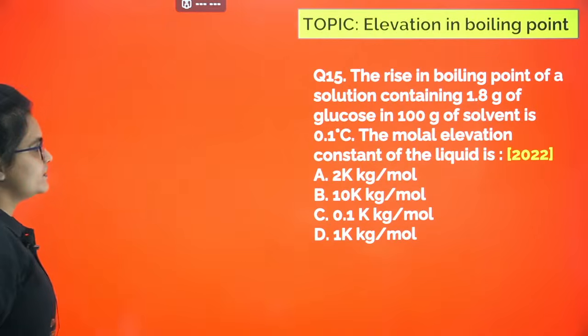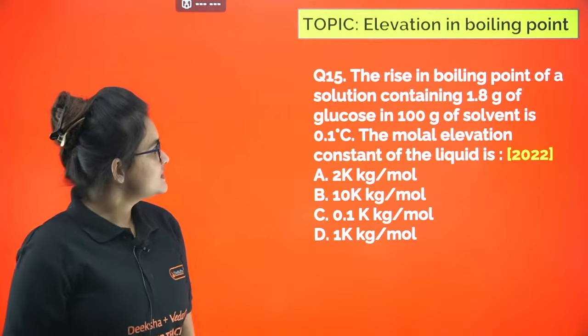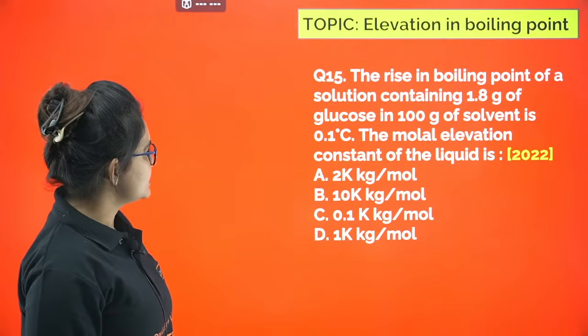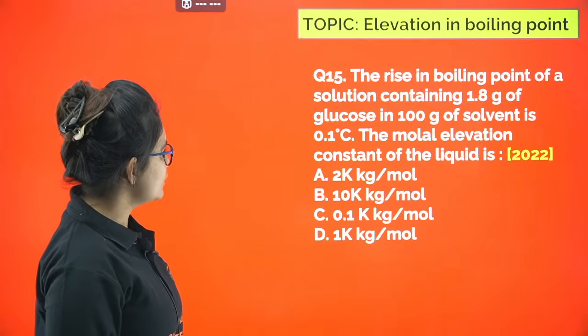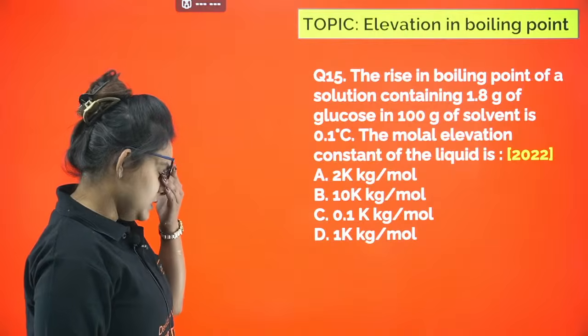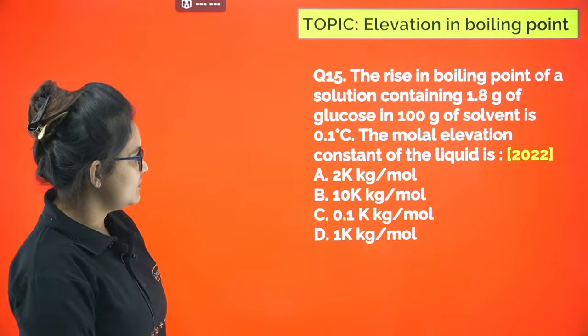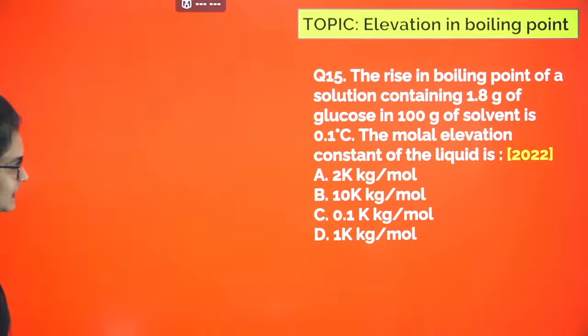Okay, next we will proceed with the elevation in boiling point. The question: the rise in boiling point of a solution containing 1.8 gram of glucose in 100 gram of solvent is 0.1 degree Celsius. The molar elevation constant of the liquid. Okay, let's proceed with the problem.